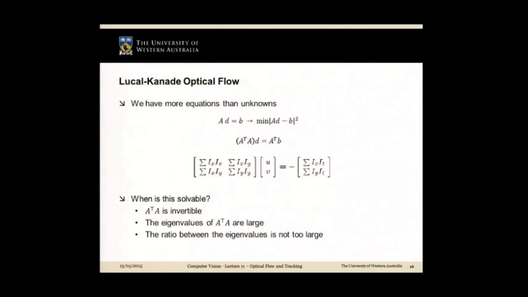So when is this solvable? When A transpose A is invertible, the eigenvalues of A transpose A are large, and the ratio between the eigenvalues is not too large. I'll come to the eigenvalues in the next few slides, right? So just keep in mind this equation is solvable when these three conditions are met.